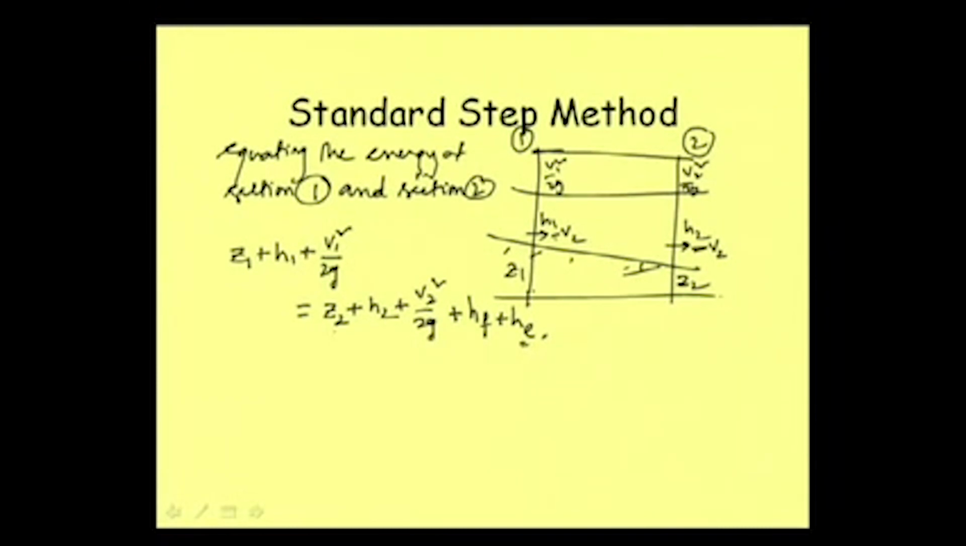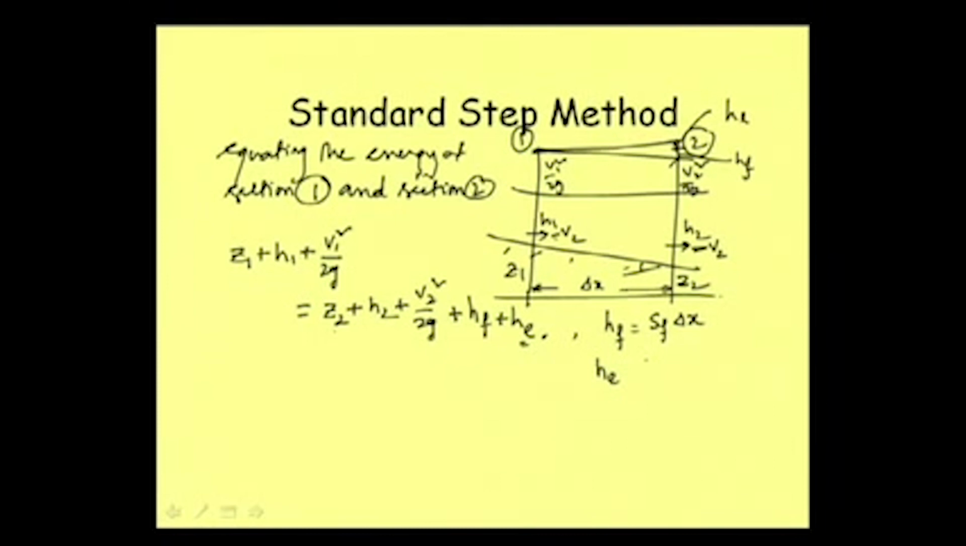Okay. Now, what is HF? If this distance is delta x, then we can write this as SF into delta x. And then what is HE? Head loss. I am not drawing here, but I can draw a horizontal line, and the total loss we can divide into two parts. This part is HF and there is another part which is HE.